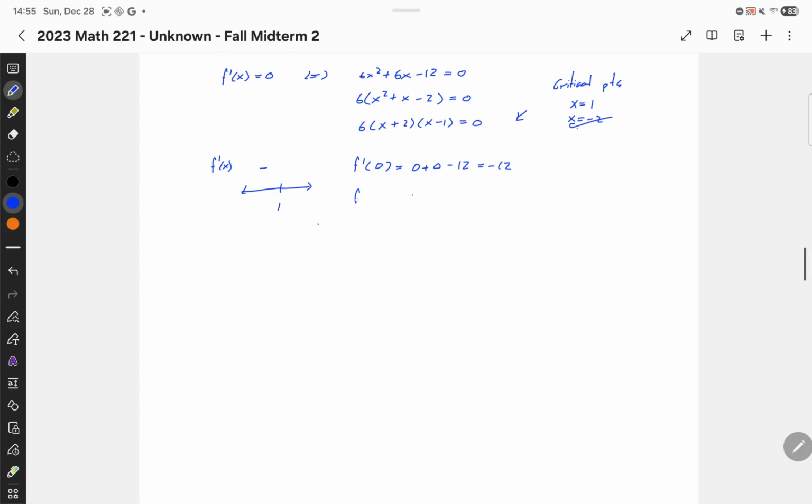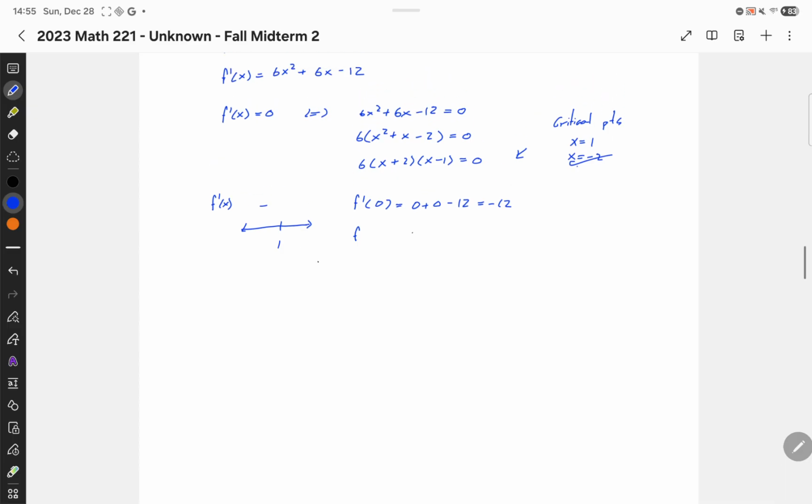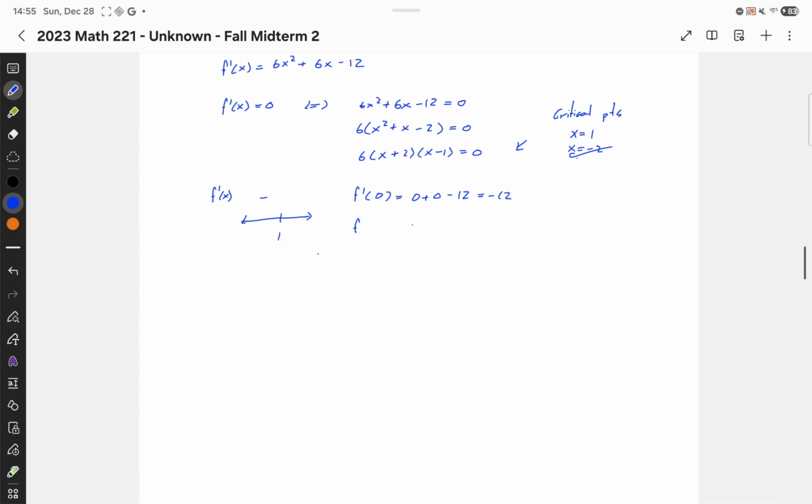And now we want a value greater than 1, and we could do 2, but actually I think it's going to be even easier if we just plug in 10, because 10 works nicely most of the time. So this is going to be 6 times 10 squared, which is 100, plus 6 times 10, minus 12. And now I'll go ahead and calculate this, but you can probably see this is going to be positive, which is all we really care about. This is 600 plus 60, which is 660 minus 12, which is equal to 648, I think. Yeah, it looks about right, which is clearly positive.